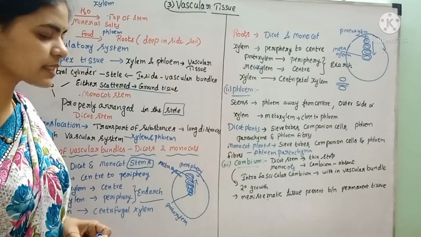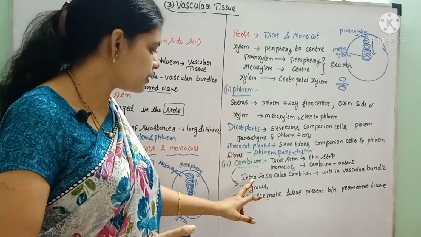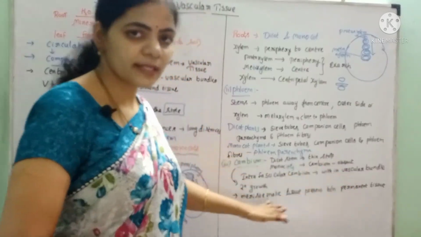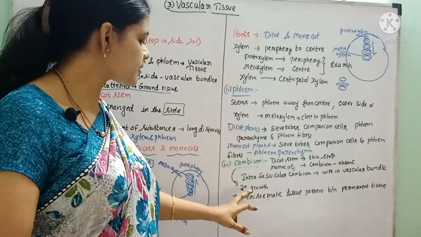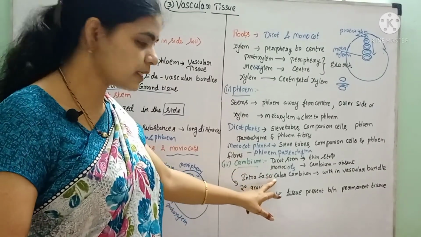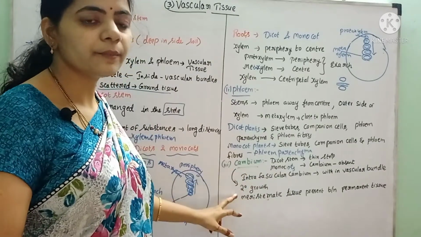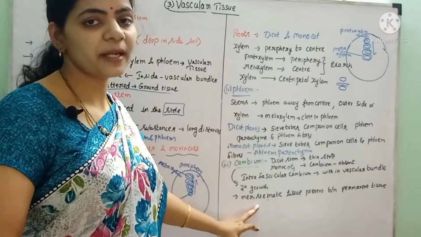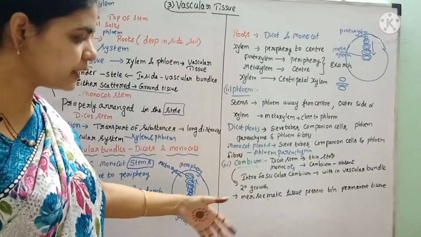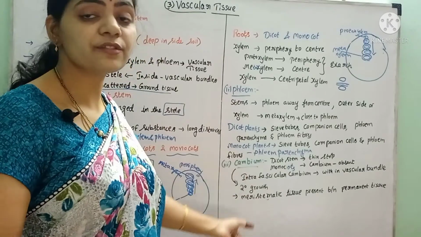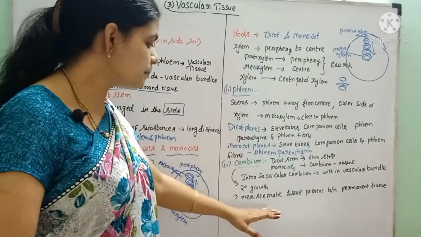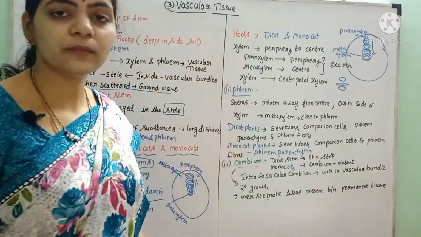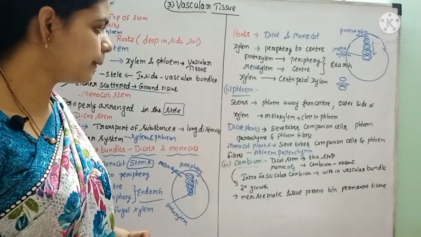In the monocot stems this cambium was absent, and it is also called intrafascicular cambium if it is formed within the vascular bundles. If it is formed inside the vascular bundle, it is called intrafascicular cambium, and this cambium is responsible for the secondary growth in the plants also, and this is the meristematic tissue. It will divide and give rise to secondary growth, right? Hence it is the meristematic tissue which is present inside the permanent tissue, which is xylem and phloem. This is about the cambium.